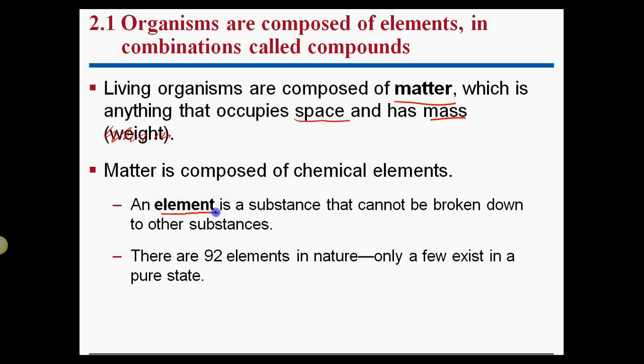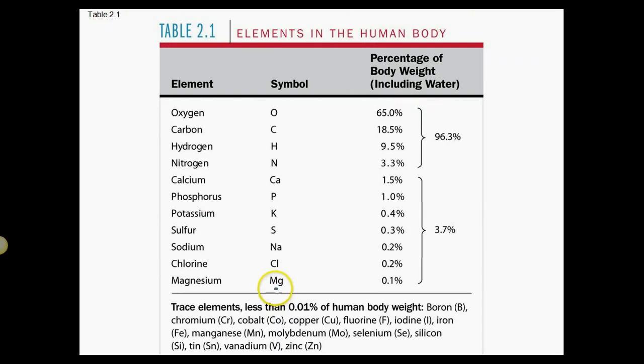An element is one of those things that you find on the periodic table, and you can't really break that down into any other substances. There are only 92 of those that actually exist in nature. Then the other ones, somebody chemically formed in a lab. But they work. So here are some of the elements.